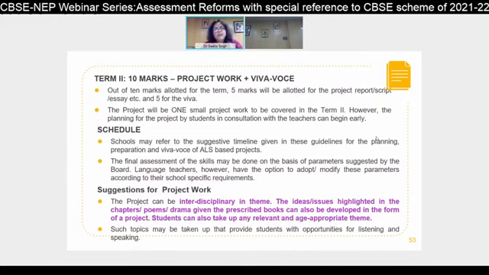Now, this project work should be interdisciplinary in theme. The ideas and issues highlighted in the chapters, poems, and drama given in the prescribed books can also be developed in the form of a project. And students can also take up any relevant and age-appropriate theme. Naturally, opportunities must be given to the students to explore age-appropriate themes and topics. Such topics must be taken up which provide students with opportunities for listening and speaking.